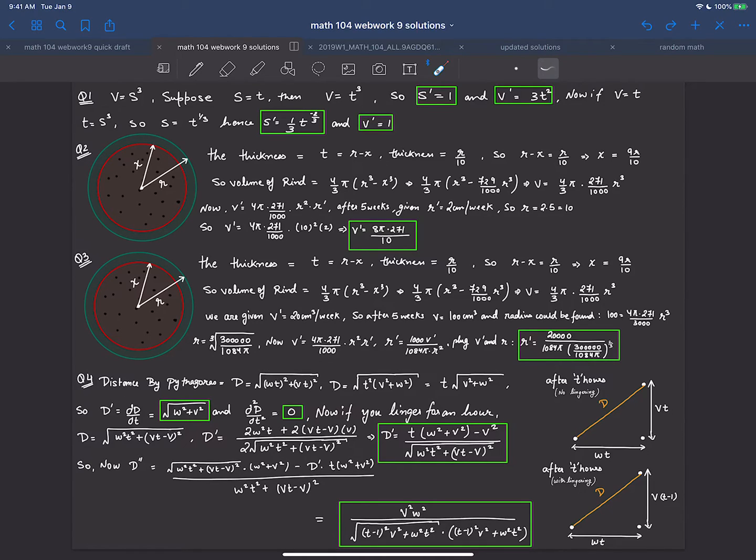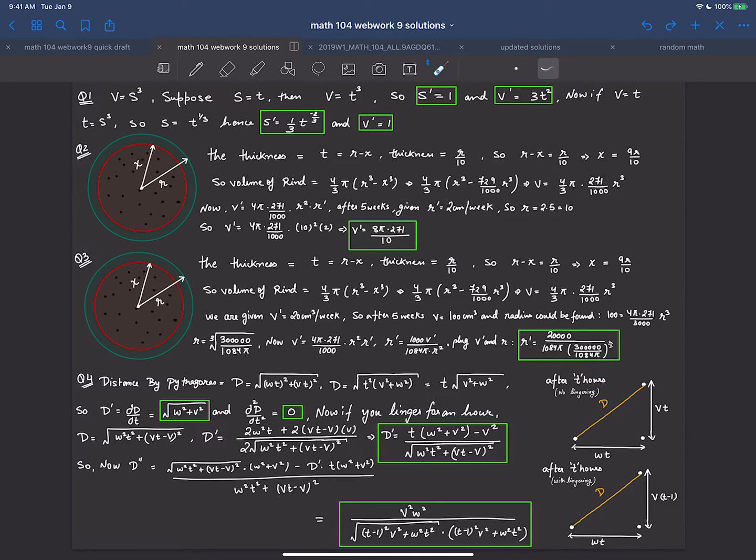Okay, so question number one is about a cube, and they've given you a relationship between the volume of a cube and its side. They said, suppose in the first part of the problem, the side is just a function of time, just t. So as t progresses, let's say 1 second, 2 seconds, 3 seconds, the side literally becomes whatever that time is. So the side is also increasing with time.